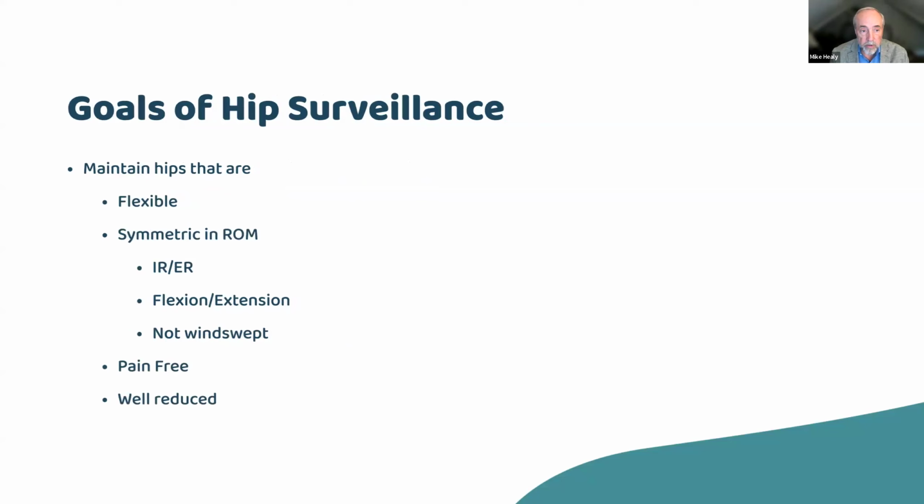So we talk about goals of hip surveillance, and they're relatively straightforward, and I think they make a lot of sense. We're trying to maintain hips that are flexible. We want hips that are symmetric in their range of motion, both in internal and external rotation, as well as in flexion extension. We don't want to see windswept hips. Those go on to be problematic quite quickly. We want children to be pain-free. We want their hips to remain well reduced. We want them to have the ability to live life to their full capacity and not have pain interfering.